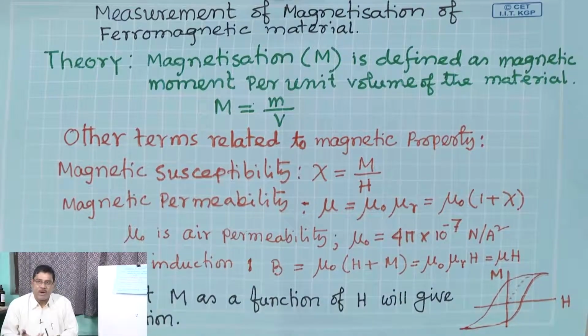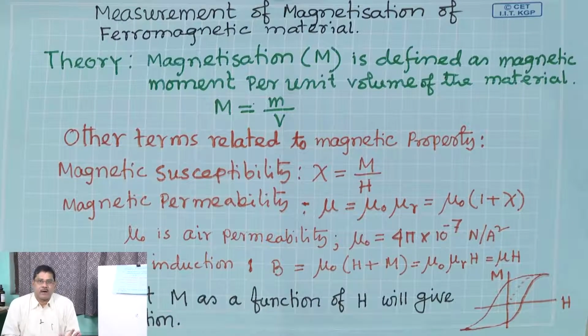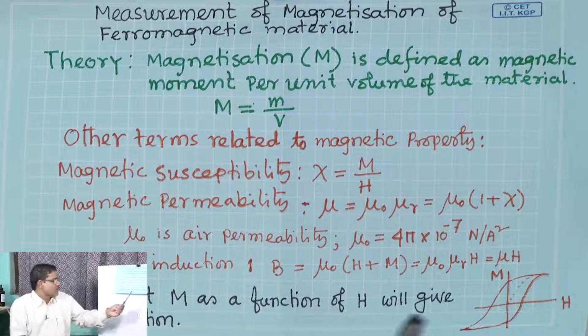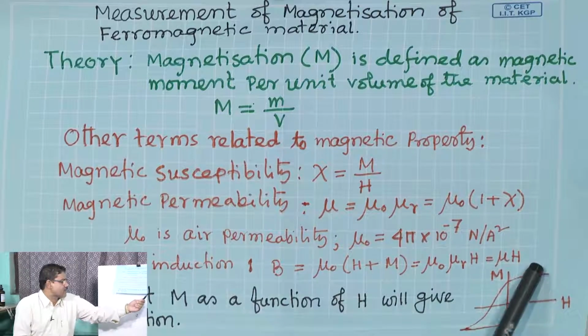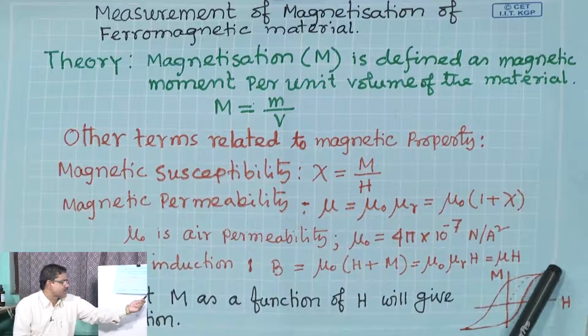Okay. So, BH loop or MH loop, this is very famous for magnetic material. If you measure this one, you will know what is the coercivity of that ferromagnetic material, what is the remanent magnetization of the material, what is the saturation magnetization of this material, and for that what field you need. So, basically the saturation value of magnetization, this you can find out.